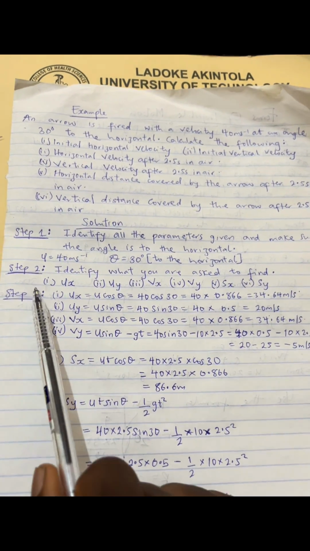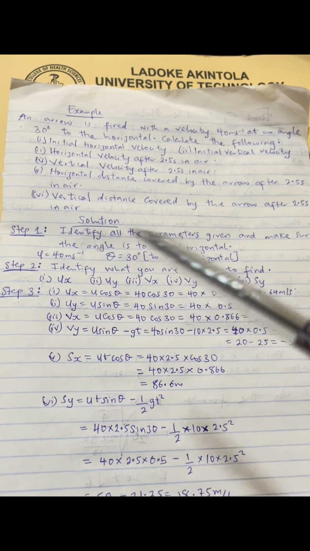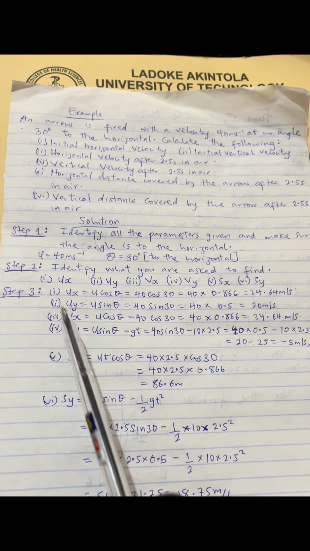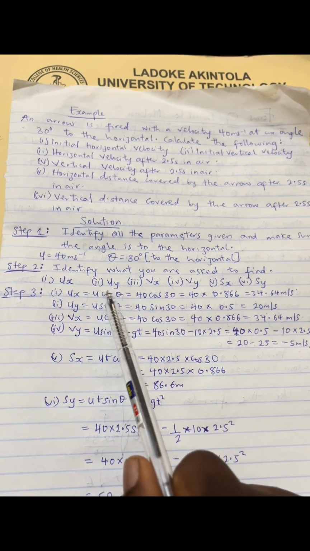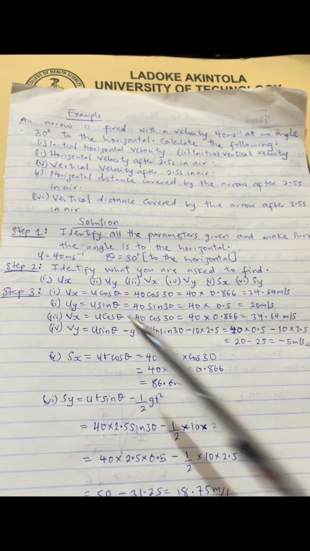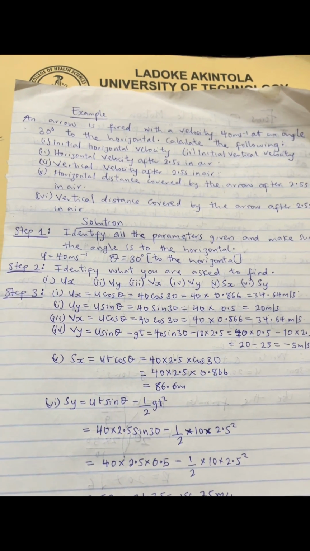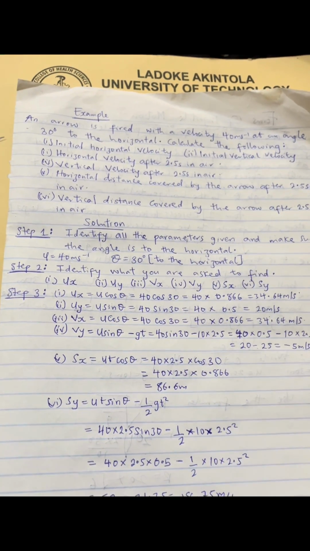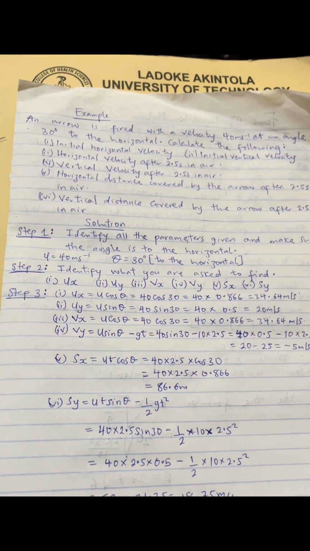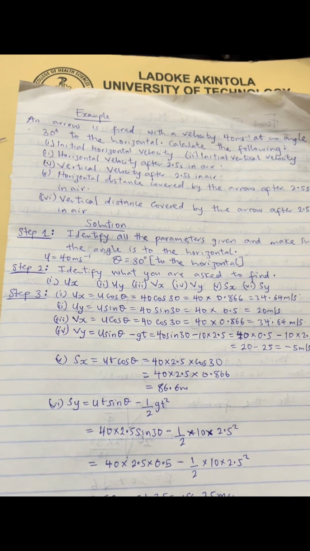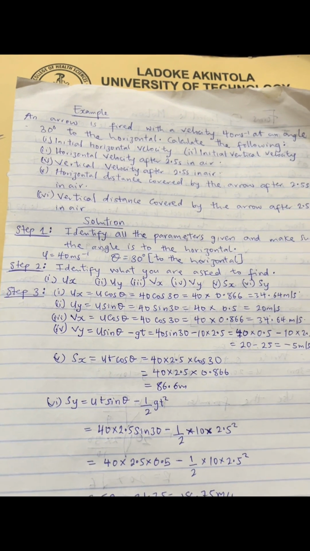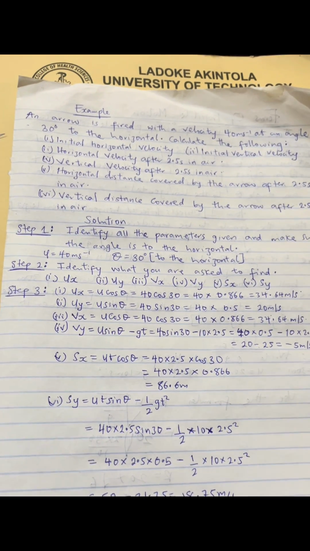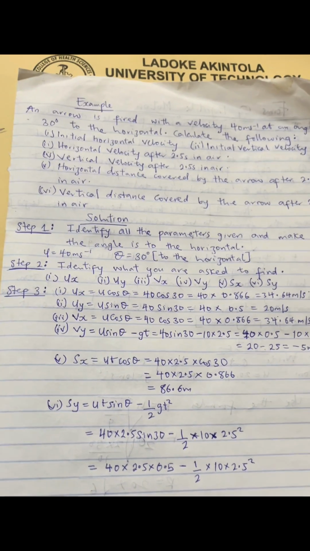So step 2, identify what you are asked to find. The first thing we have to find is the initial horizontal velocity, that is ux. The next one is initial vertical velocity, that is uy. The next thing is horizontal velocity after 2.5 seconds in air. That simply means the final horizontal velocity. And also we have the vertical velocity after 2.5 seconds in air, and that one also simply means the final velocity for the vertical. After 2.5 seconds is talking about final.